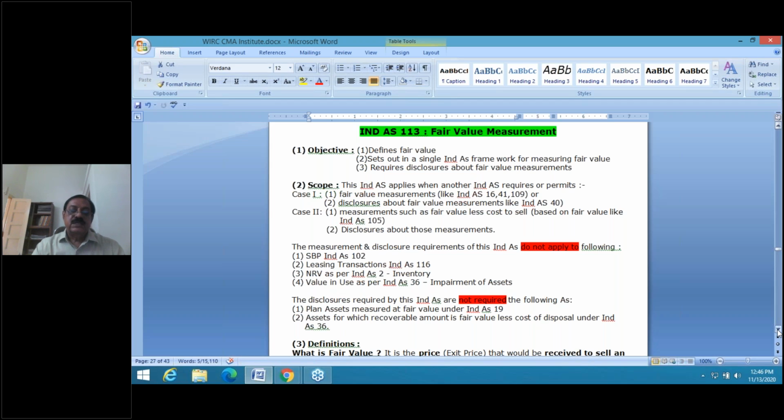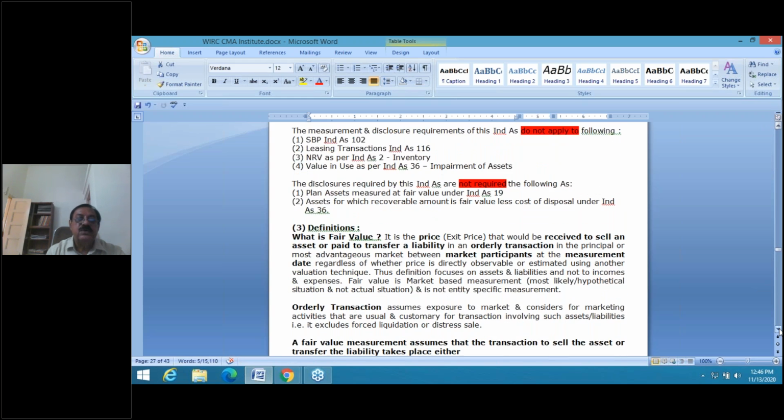And value in use in case of impairment of assets. So in Ind AS 16, I referred to impairment of assets: when carrying amount exceeds recoverable amount, and recoverable amount is the higher of the two things, net selling price and value in use. Value in use is the PV of future cash flows. So for that, fair value is not as per this; there it is the PV of future cash flows. So these are excluded. Also disclosures are not required under Ind AS 19, that is employee benefits, and Ind AS 36, that is, as I said, impairment of assets, friends.